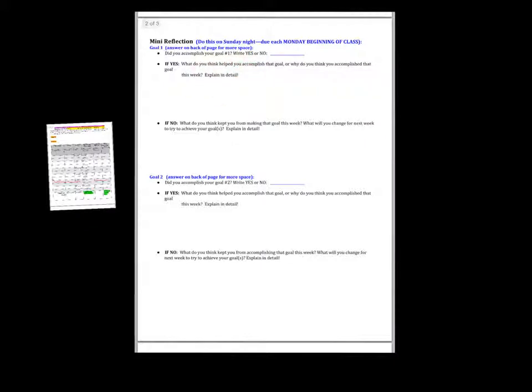So I'd like for you guys to make sure that you're rereading these mini reflection questions carefully, since they've been a little bit modified and enhanced. Again, if you answer no, those have also changed. So on here, it's asking, what do you think kept you from making that goal or achieving that goal this week? What will you change for next week to try to achieve your goal? Explain in detail. When it says making your goal, it doesn't mean creating the goal. It means achieving it. So again, it's asking you to explain in detail, and there are two parts to this question. One here and one here. You need to be answering both of those if you answered no for this portion.